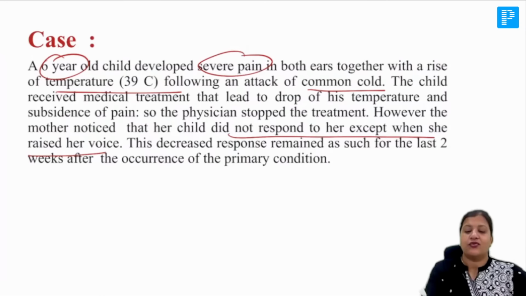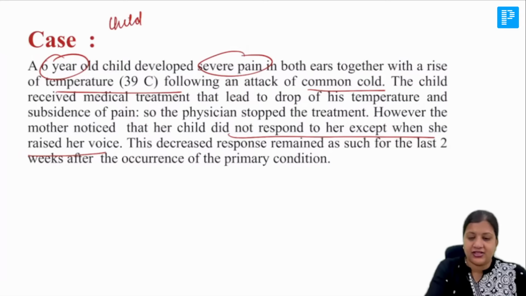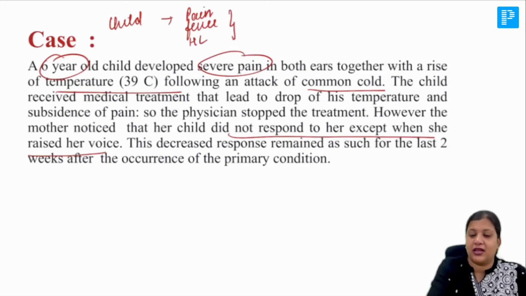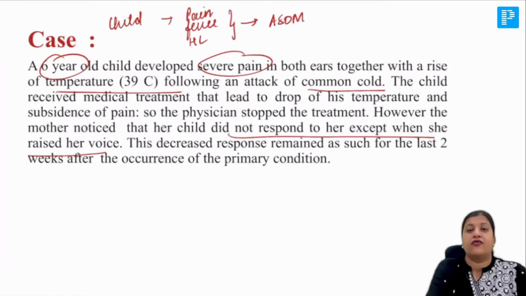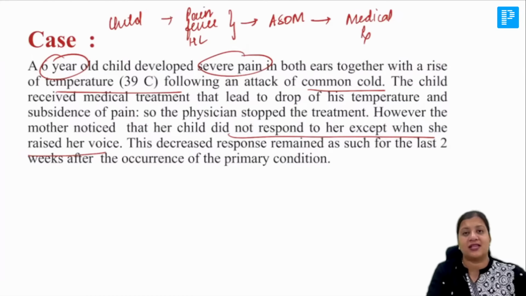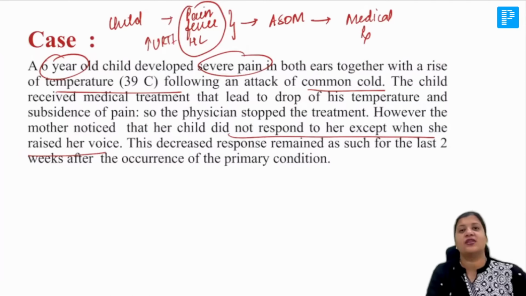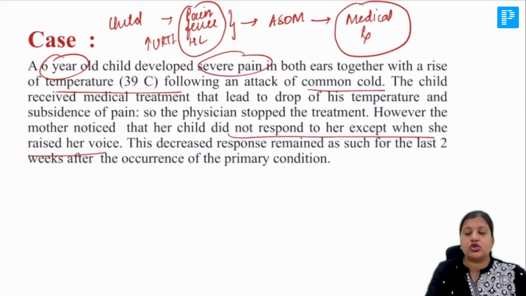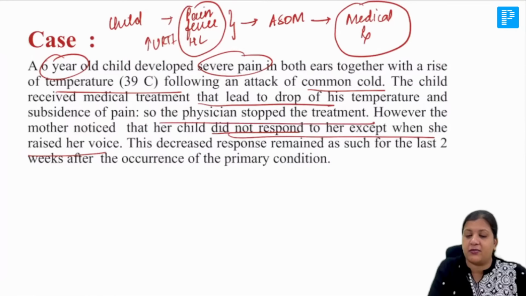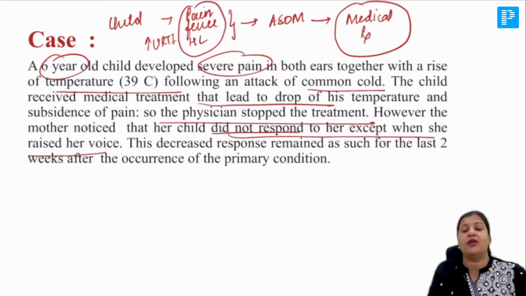What are we talking about? So whenever there is a child and the child has pain, fever, and hearing loss, what are we thinking of? ASOM. Acute suppurative otitis media. What did the clinician do? He gave medical treatment, which is usually antibiotics, nasal decongestants, etc. And we've seen these symptoms are increasing after URTI, again suggests to us ASOM. Now, the physician stopped the treatment because the fever came down, the pain came down. So the physician did not give a complete course and stopped the therapy.